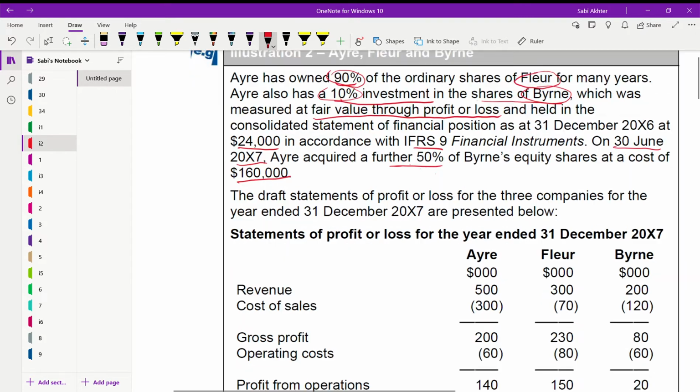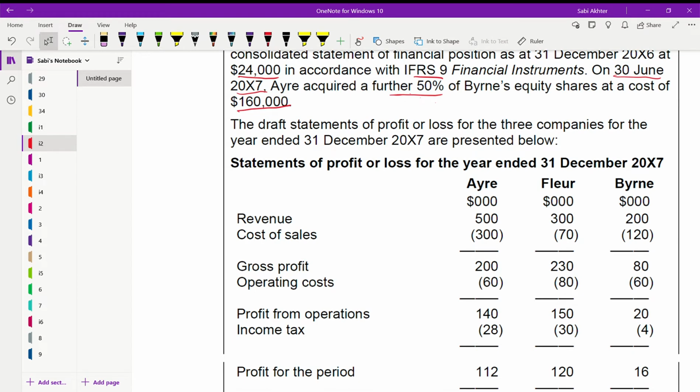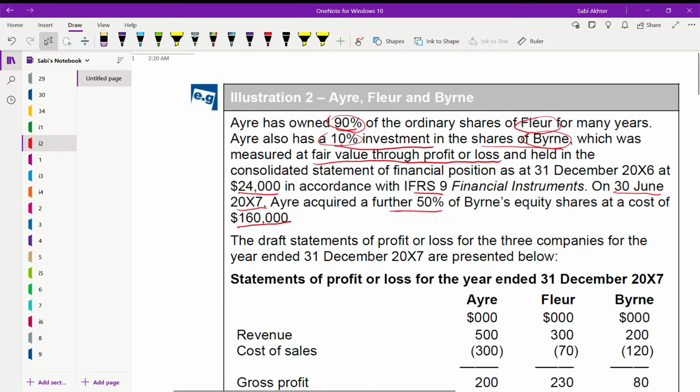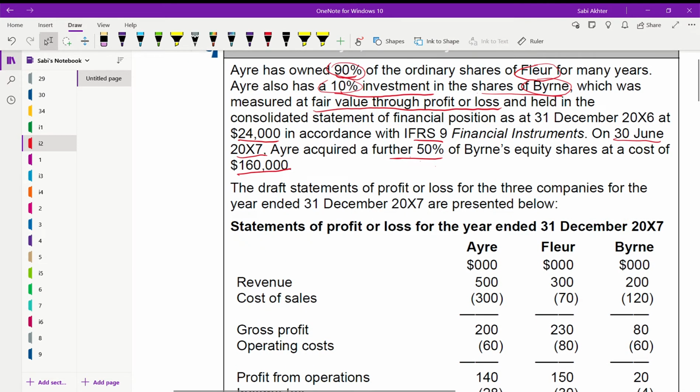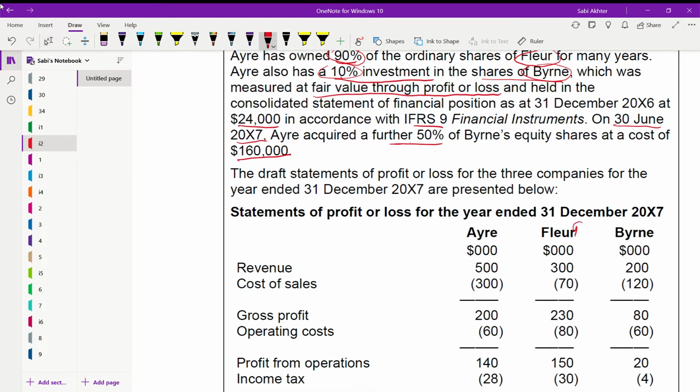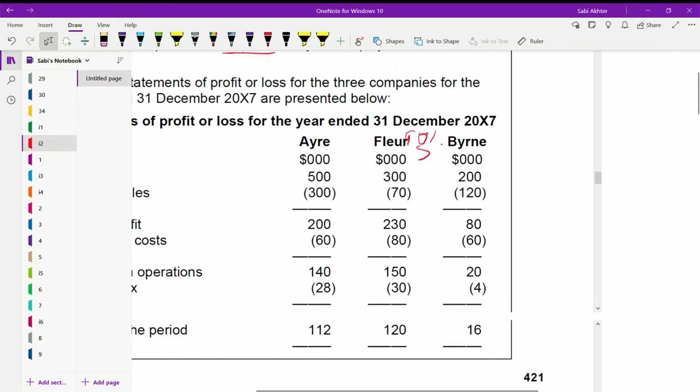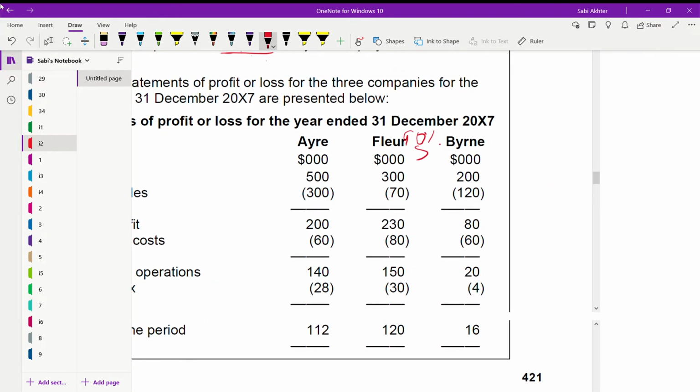So here are given the statement of profit and loss for three components. One is a subsidiary for the whole year, okay? This is 90%. So you can write S. This is for the whole year, so there is no issue with it. But for the third one, this one is 10% plus 50%. Okay, so you can write like this.